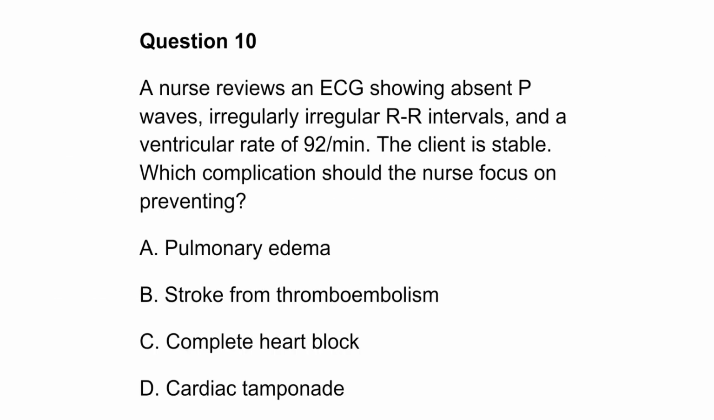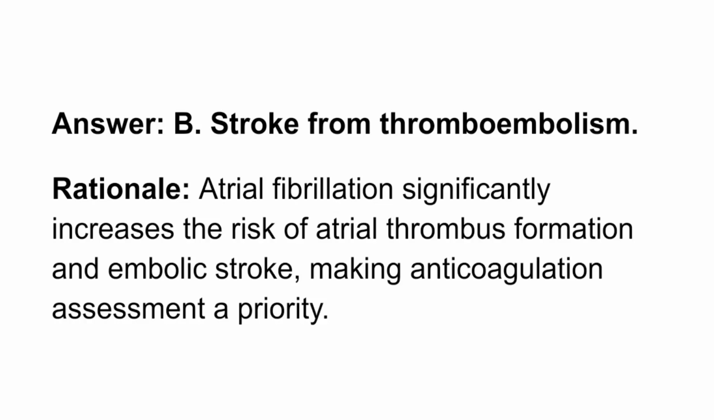Question 10. A nurse reviews an ECG showing absent P waves, irregular RR intervals, and a ventricular rate of 92 per minute. The client is stable. Which complication should the nurse focus on preventing? A. Pulmonary edema. B. Stroke from thromboembolism. C. Complete heart block. D. Cardiac tamponade. Answer: B. Stroke from thromboembolism.